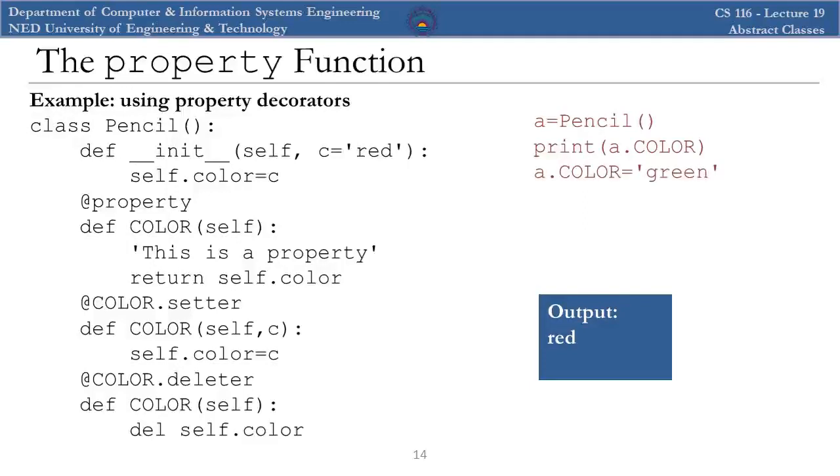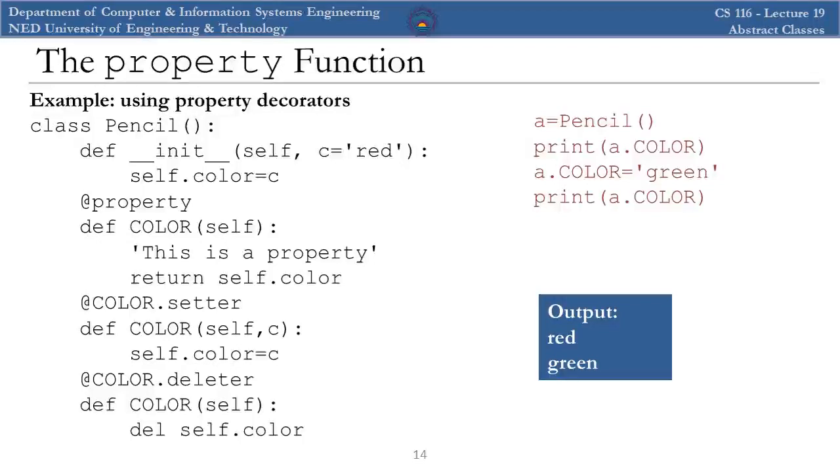Similarly, I can do this. If you write a dot property name equals, and you assign some value, then this will automatically call your setter function. The setter function will be called internally, and if you are doing any checks or something else, that will happen, and this value will be assigned to your actual attribute, which is the small caps color. So now if you print it, it will print green.